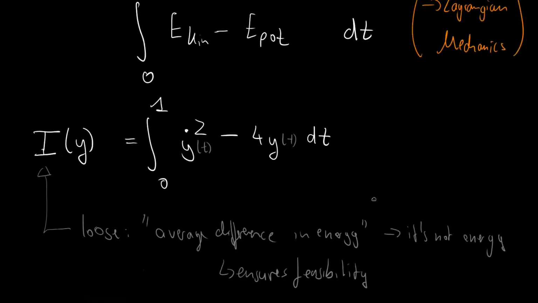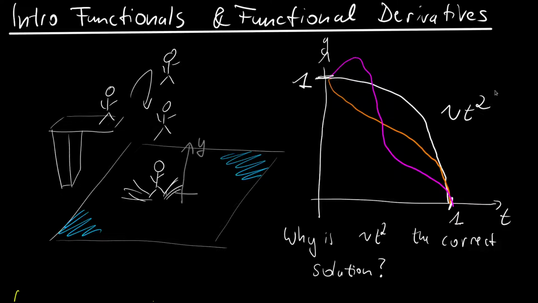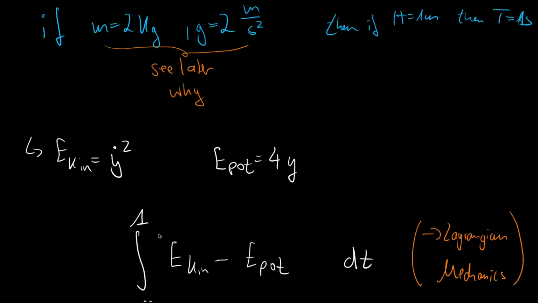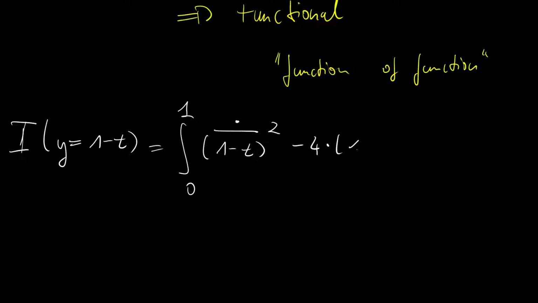So let's go back up. In our case, we would expect the true solution to be 1 minus t squared, but let's assume now that we have a solution that is just a straight line. I mean, it could also be some sort of a proposal. And let's try to plug this in. So then we get the integral from 0 to 1 over 1 minus t in brackets, prime, squared, minus 4 times 1 minus t dt.